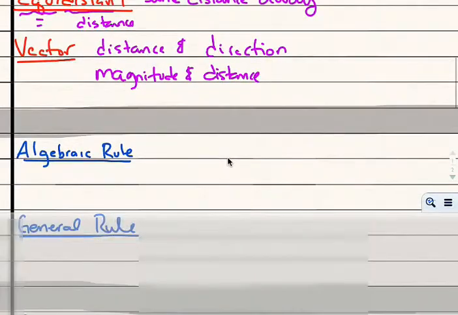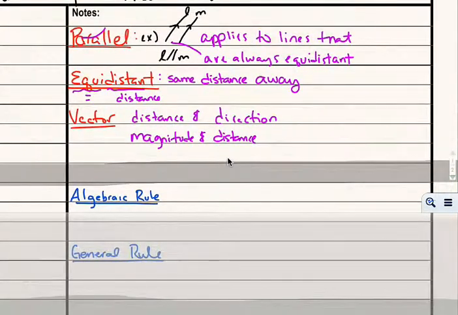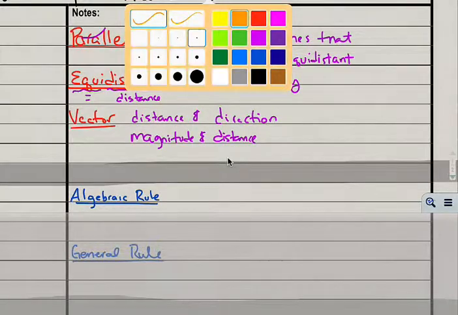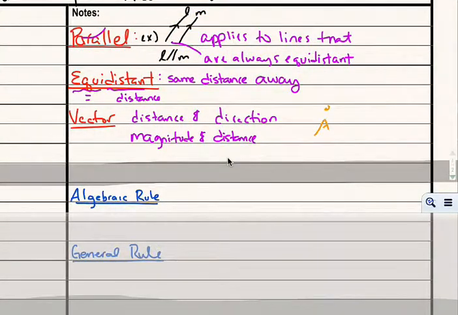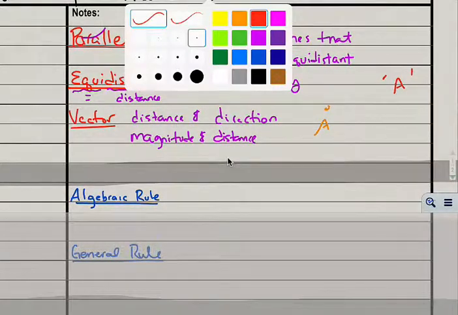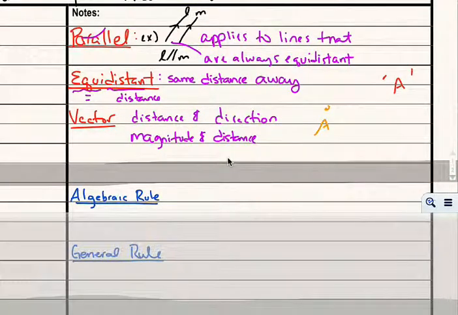Okay. Now, the way these play into this idea of translation is that if I have a point, let's call it A, and I'm translating to a new point, let's call it A prime, well, the way to describe that translation is to tell me a vector. So this right here becomes our vector.